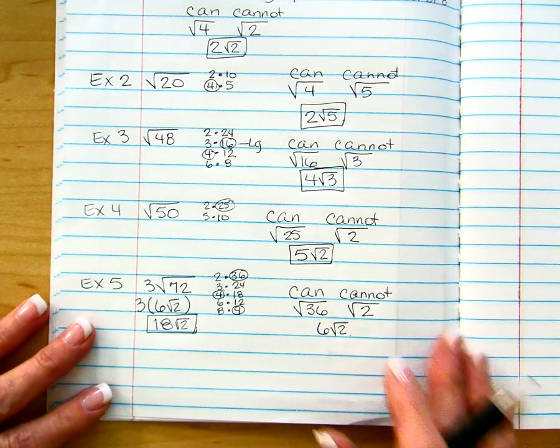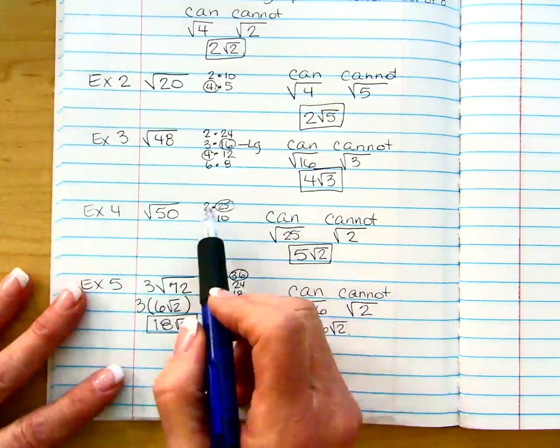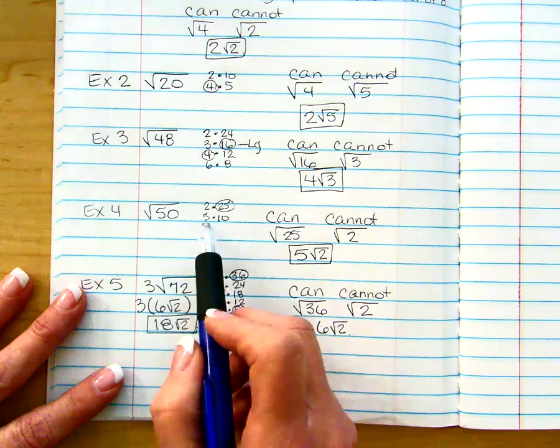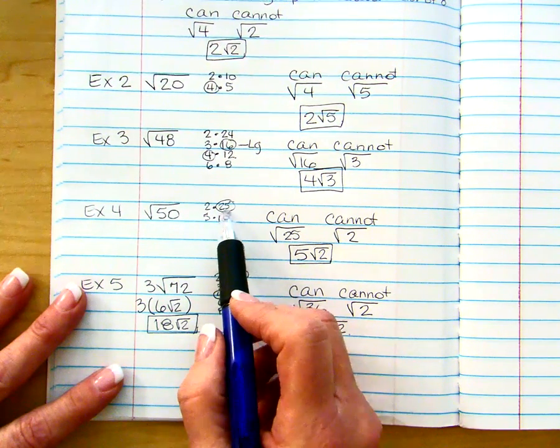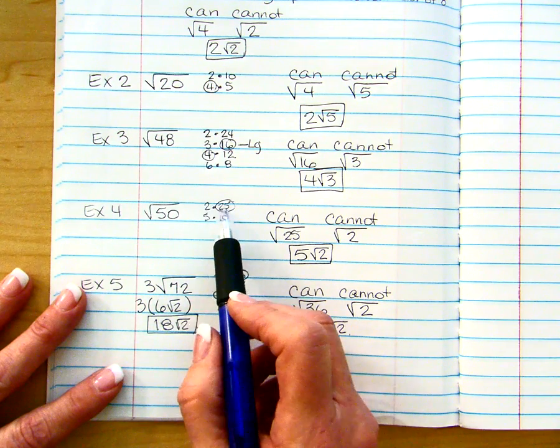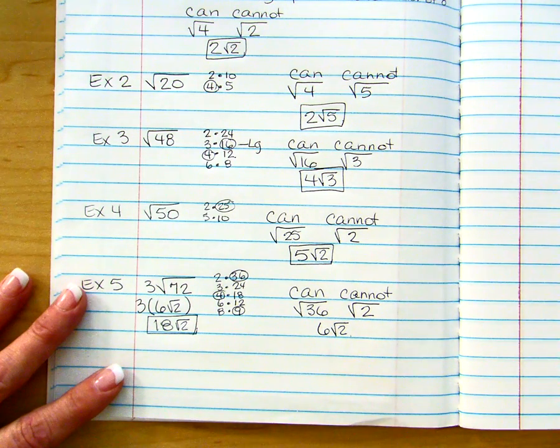In the fourth example, we have the square root of 50. We have 2 times 25 is 50 and 5 times 10 is 50. 25 is the largest perfect square factor of 50, so we will use 2 times 25 in our cannot process.